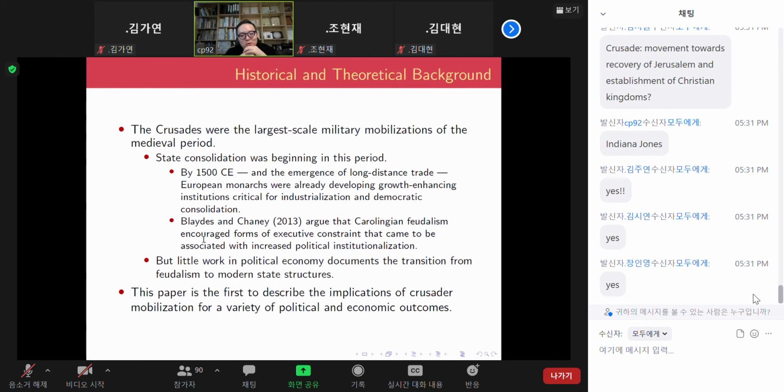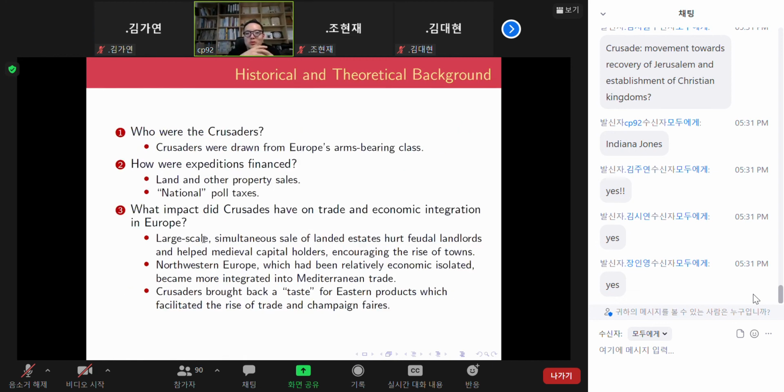A little work in political economy documents the transition from feudalism to modern state structures. So the modern state formation that we know of today for Europe was the transitional outcome from feudalism. But that transition has received relatively little scholarship, and that is where the Crusade movement comes in. Our argument is that Crusader mobilization was crucial for that transition. Okay. Any question about where we are heading with this? Okay. So who are the Crusaders? The Crusaders were drawn from Europe's arms-bearing class.